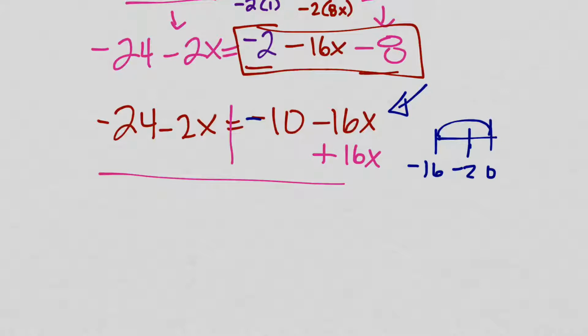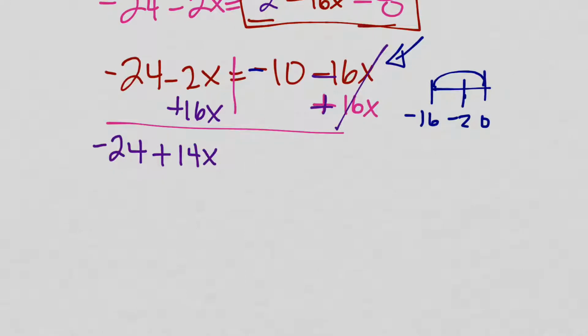The opposite of subtraction is addition. So I'm going to add this to both sides of my equation. So the 16x cancels out with the negative 16x. So I'm left with negative 24 plus 14x because 16x minus 2x right here will simplify to 14x equal to negative 10.